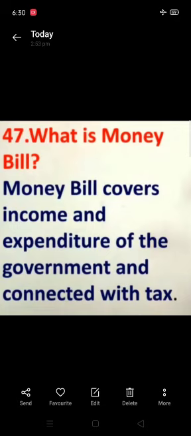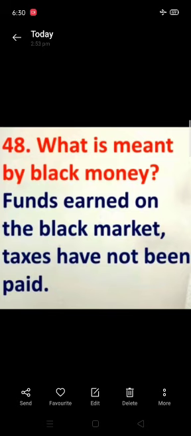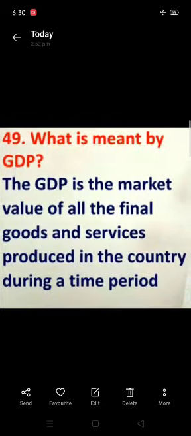What is a money bill? A money bill covers income and expenditure of the government and is connected with tax. What is meant by black money? Funds earned on the black market, on which taxes have not been paid.